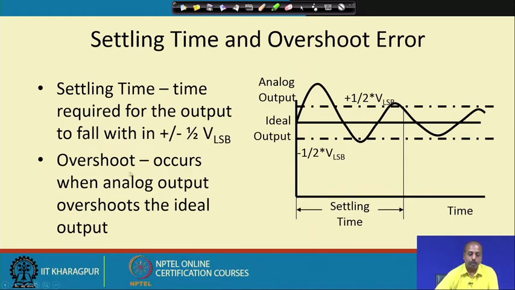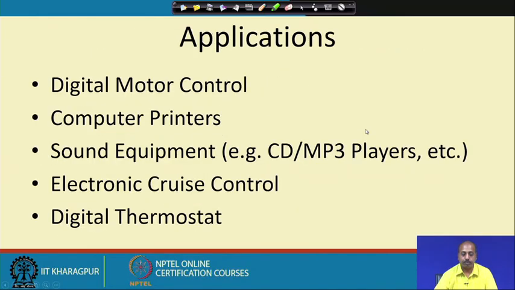DAC. And overshoot occurs when the analog output overshoots the ideal output. So, this is the overshoot. Whether it is desirable or not is a question. Sometimes, if the circuit is too sensitive, we may not like this overshoot to be there, but it cannot change instantaneously, so normally we get a behavior like this only.